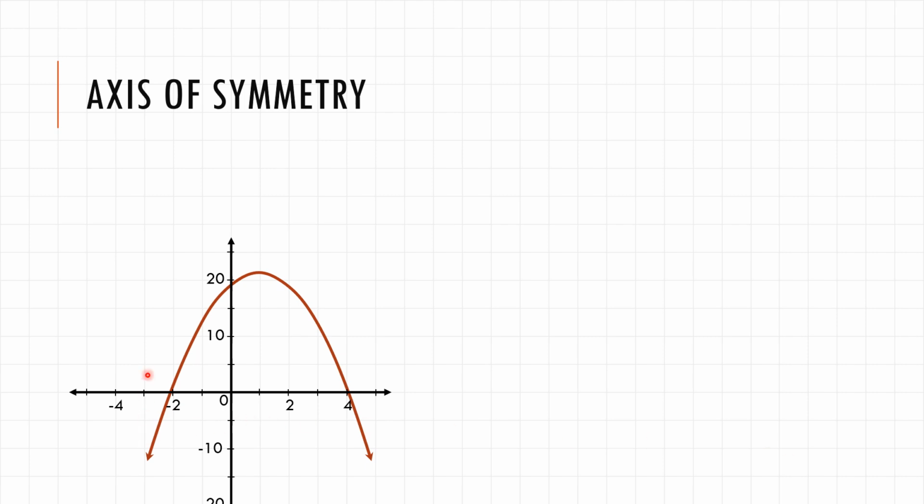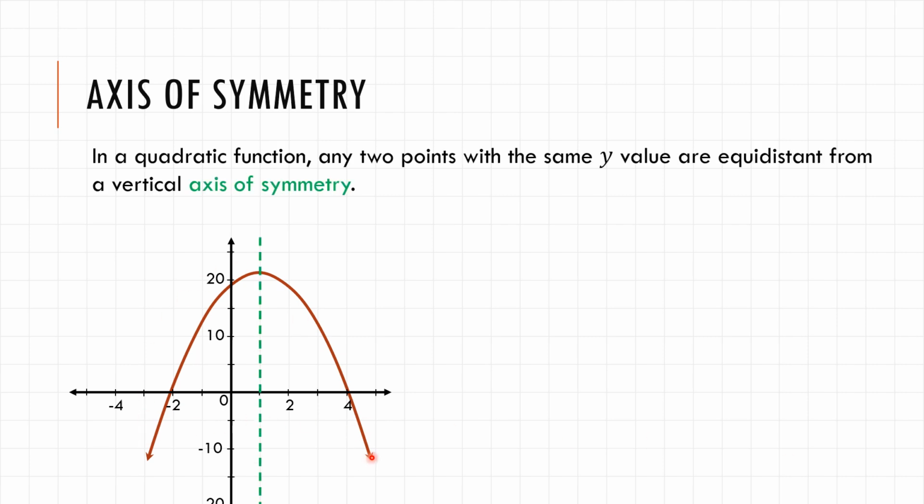This is why the axis of symmetry is so powerful and helpful for us. When you have a quadratic function, any 2 points, for example, these 2 points, if they have the same y value, so if they are at the same exact horizontal location, so if one is not higher than the other, then they are always going to be equidistant from the axis of symmetry.